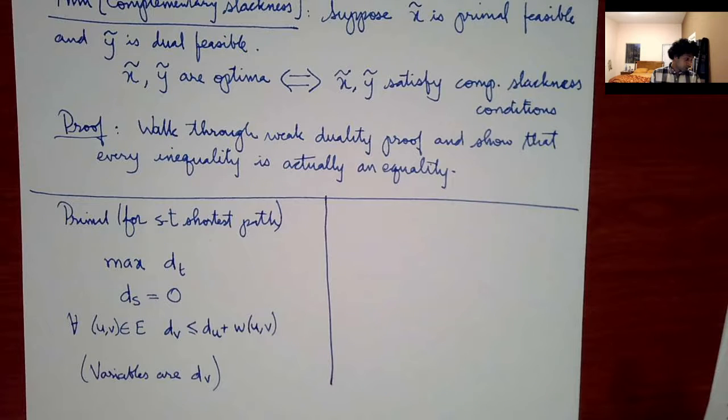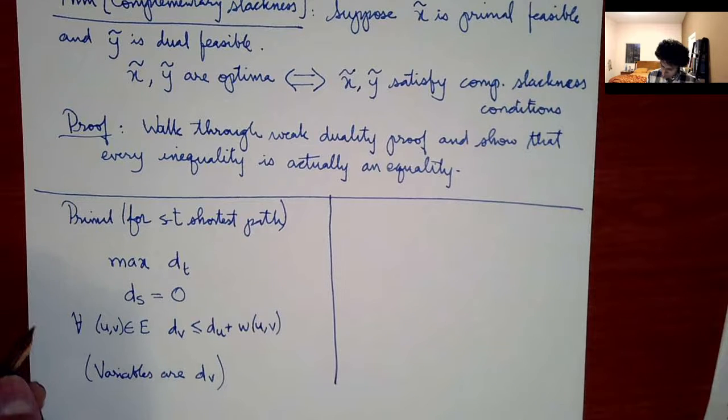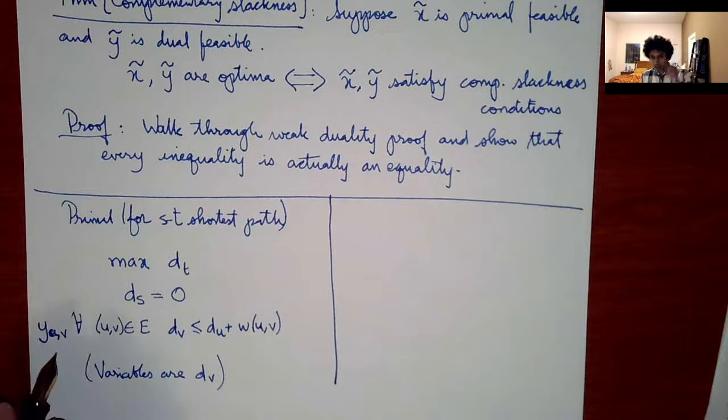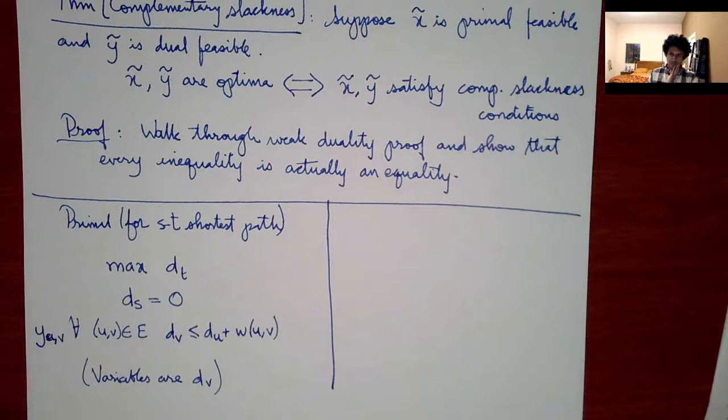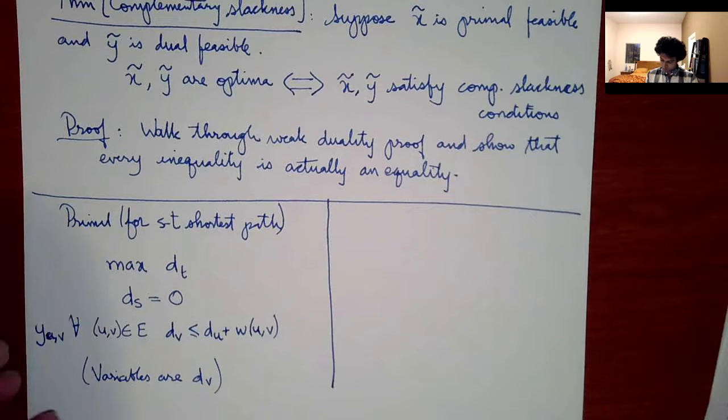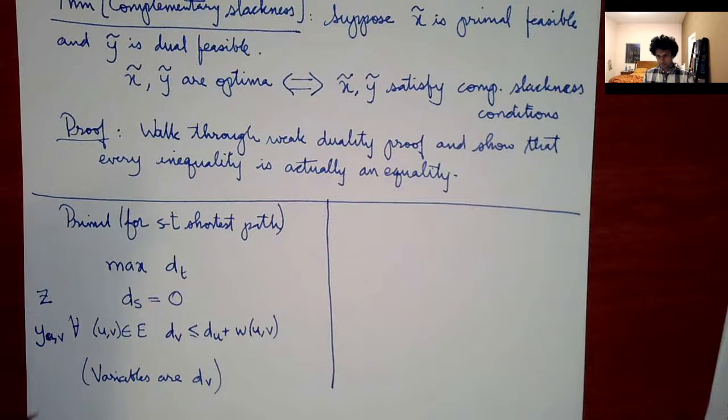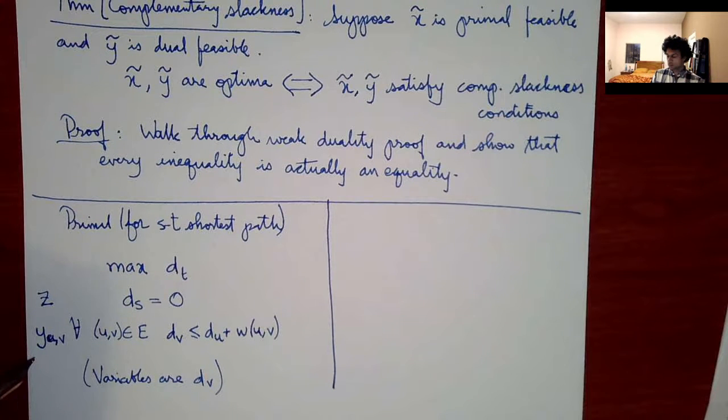For the dual, I have a variable for every constraint. So what variable do I have here? I have a variable ye, or yuv, I'll call it yuv. That's the variable I have here. Is yuv going to be non-negative, unconstrained, what? And let me just call this one variable, I have one extra variable z. So what happens, is yv unconstrained, or is it non-negative?